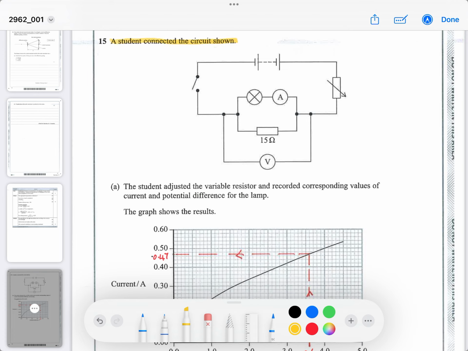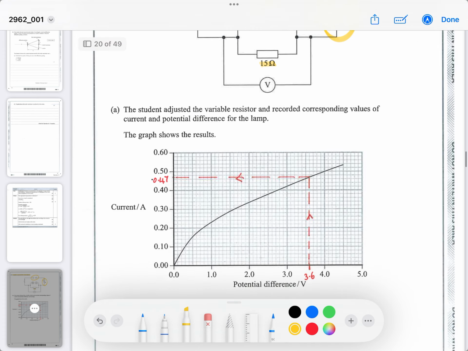A student connected the circuit shown. So in the circuit you've got a battery, and a lamp in parallel with a resistor, and you're measuring the current through the lamp, with the voltmeter across the lamp, and the ammeter. But remember, the voltmeter uses almost no current, so the voltage reading is basically the voltage across the lamp and the 15 ohm resistor, which is in parallel to it. And here you've got a variable resistor, which allows you to alter the amount of voltage that the lamp gets, so you can make it dimmer. It's like a dimmer switch.